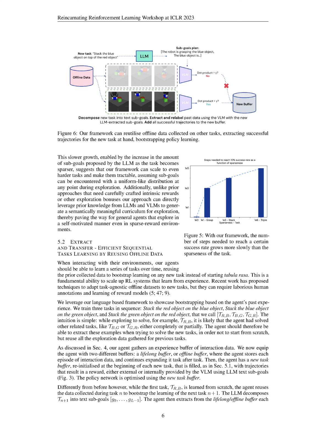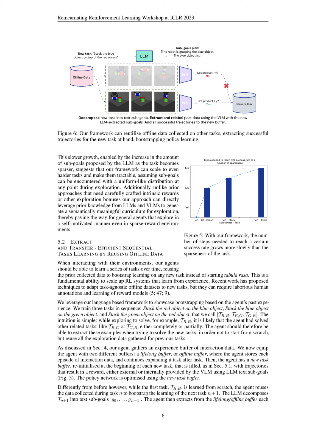The idea is straightforward. While trying to solve T(R,B), for instance, the agent might have already solved related tasks like T(B,G) or T(G,R), either fully or partially. The agent should be able to use these examples when attempting to solve new tasks, so it doesn't have to start from scratch but can use all the exploration data gathered for previous tasks. Our agent collects an experience buffer of interaction data.